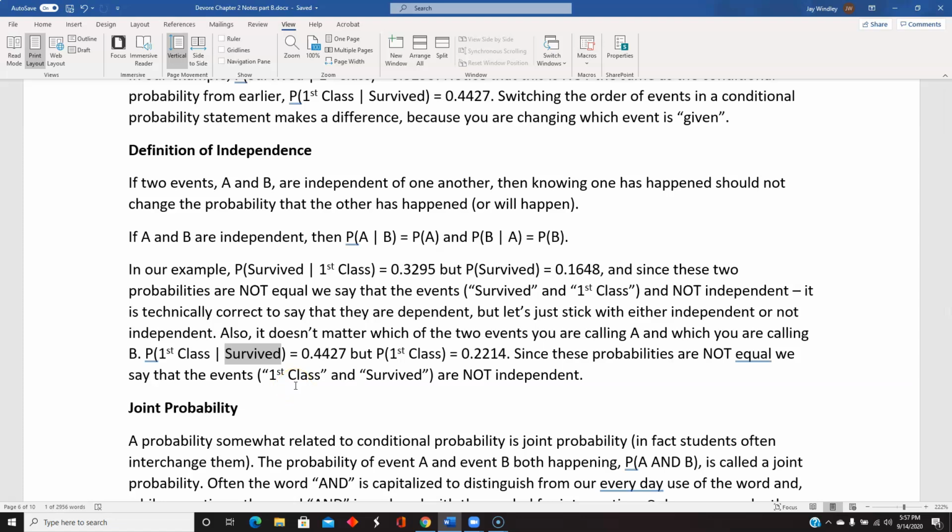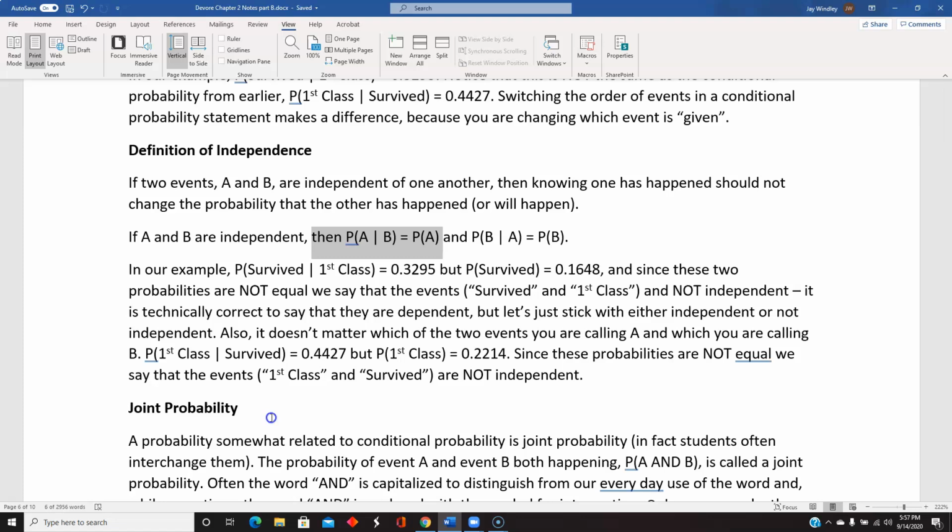Only if those two statements, this conditional probability and this marginal probability, only if those two are equal do we say the two events are independent.